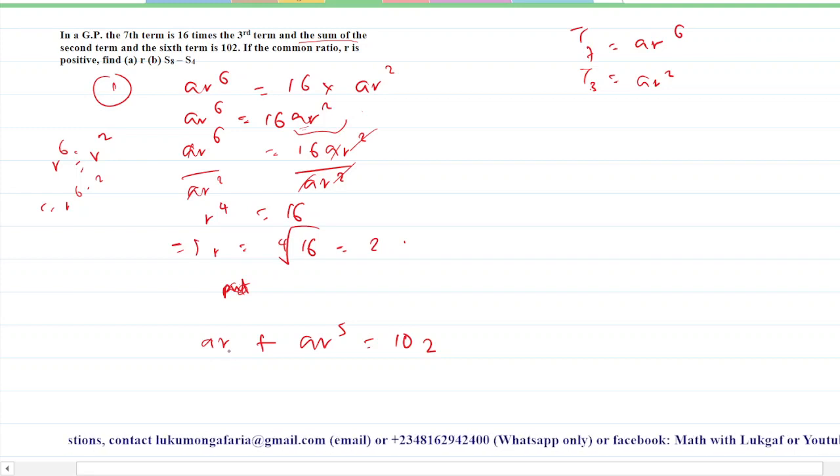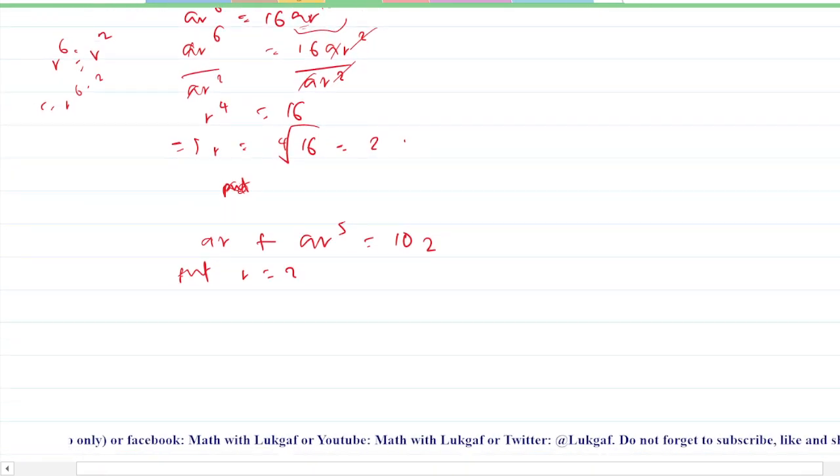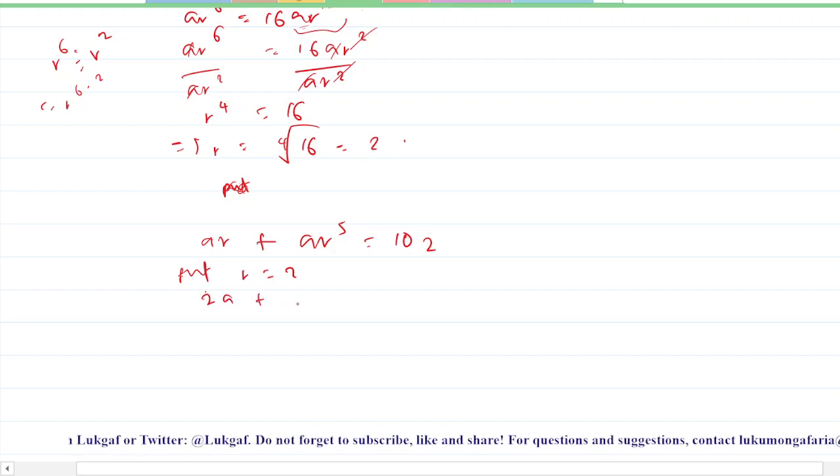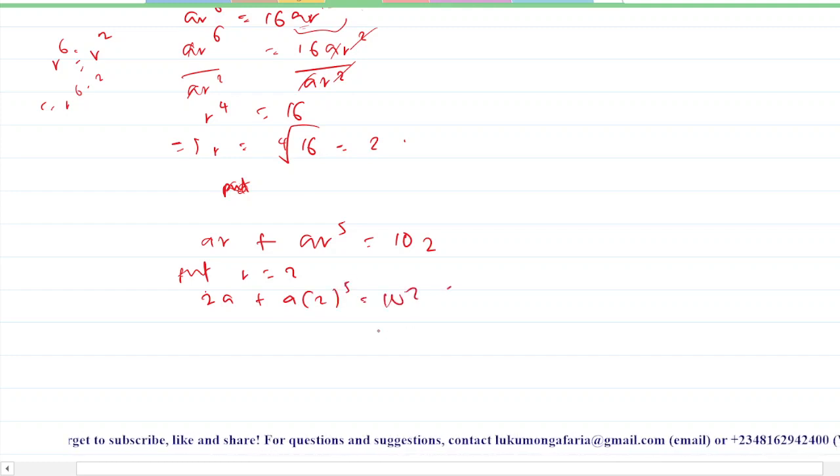And wherever you see R here, you substitute the value of 2. You can say put R is equal to 2. If you put R to be 2, then I'm going to have 2A. You understand how I obtained that? Plus A into 2 raised power 5 is equal to 102. You understand now? So it's equal to 102.